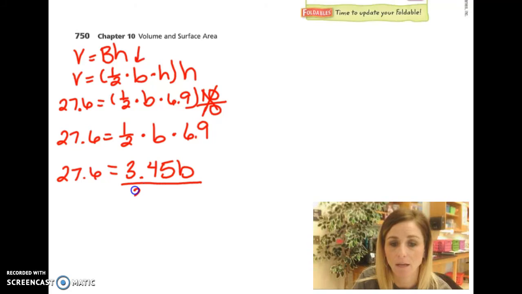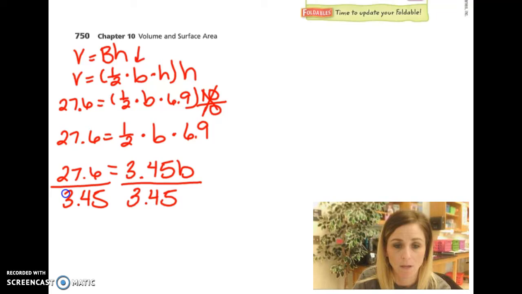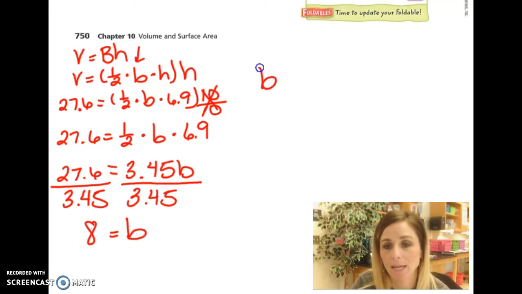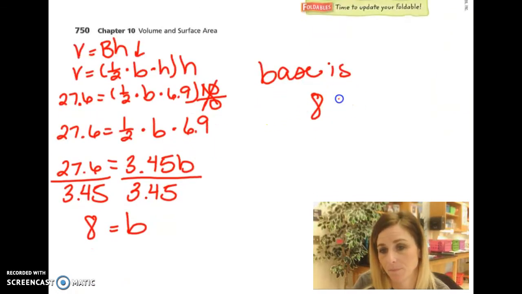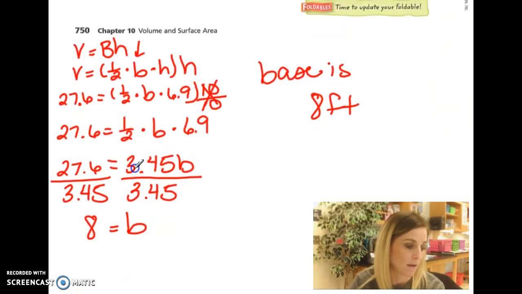Now I can divide 3.45 on both sides, which is going to give me an answer of 8 over here and my b. So my base is 8, can't remember what it was labeled, 8 feet. All right.